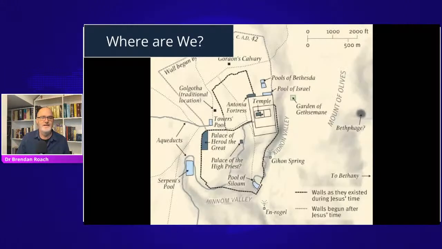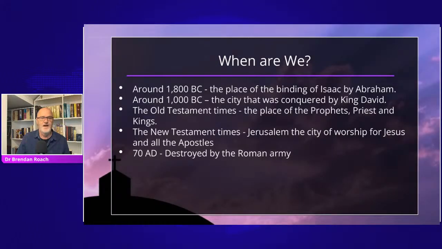So let's go back and have another look at our map of Jerusalem. The Mount of Olives is located on the east, or as you view it from the right-hand side, Jerusalem. We go down to the Garden of Gethsemane, we go across the Kidron Valley, and we end up at the Temple Mount. So hopefully that gives you a little bit of an idea of where we are. But when?